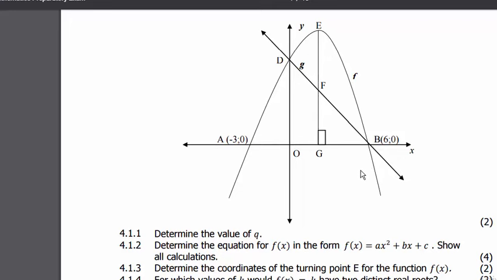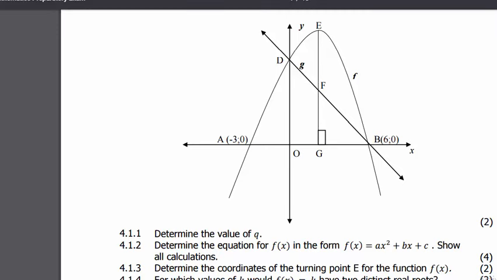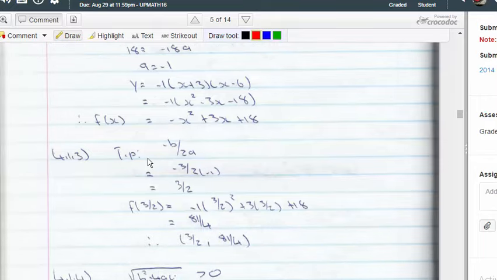Now if I want the turning point, there's actually different ways of doing it. Probably the easiest way, if you have the roots, is just to get the midpoint between the 2 roots. So 6 plus negative 3 is 3, divided by 2 is three over 2. But alternatively, you could have used the turning point formula, which is negative b over 2a, and negative b is negative 3 over 2a, which is 2 times negative 1, and you get 3 over 2, which gives you the x coordinate.